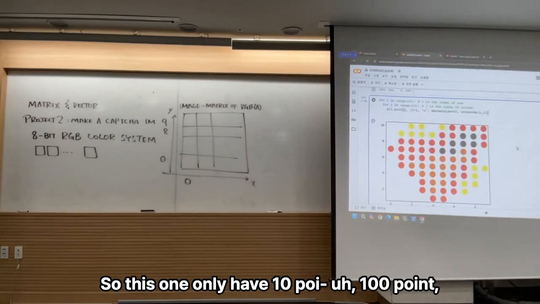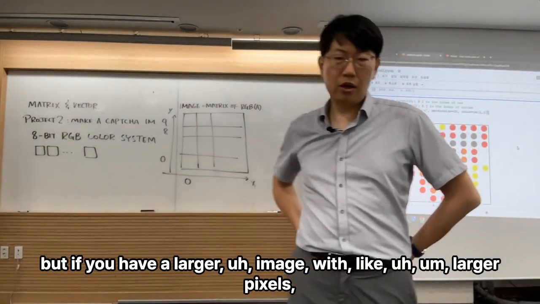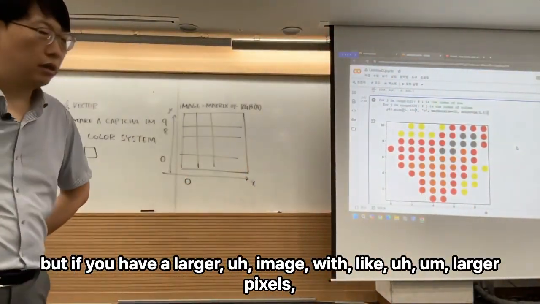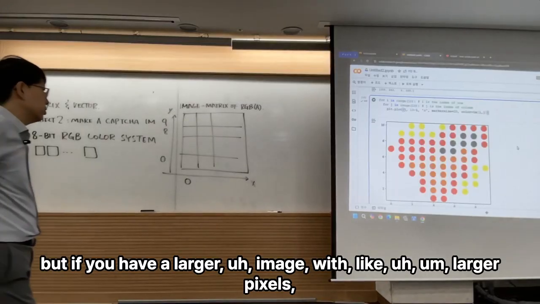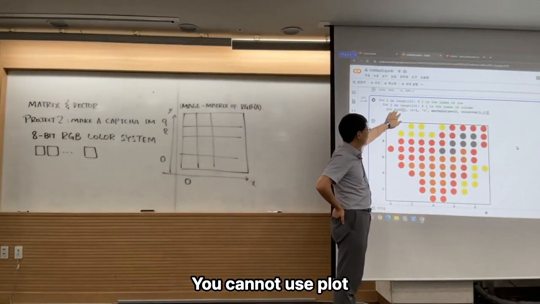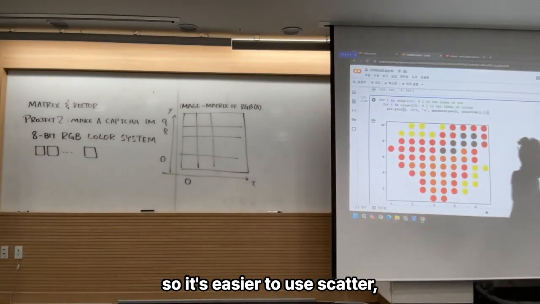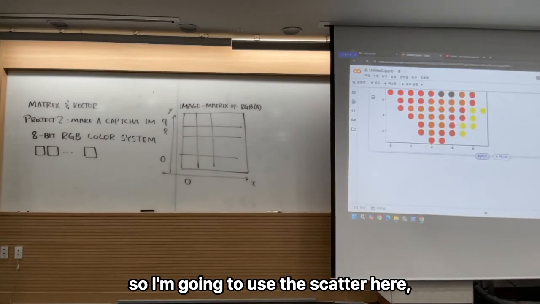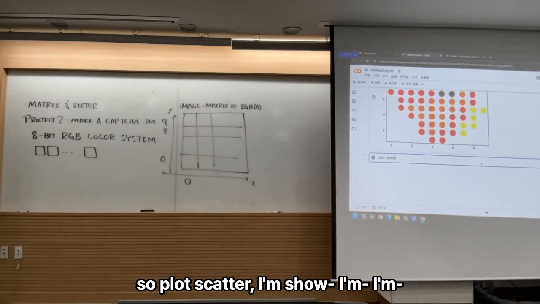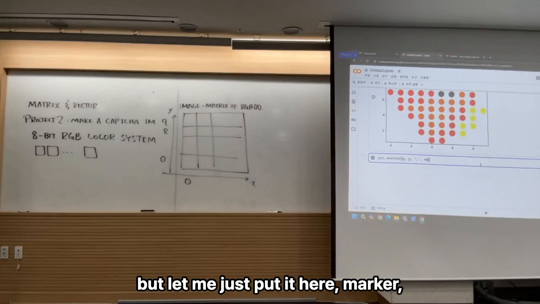This one only has 100 points to draw. But if you have a larger image with larger pixels, then you cannot use plot for putting one dot at a time. So it's easier to use scatter. So I'm going to use scatter here. So plot scatter. I'm not going to define what xy is right now, but let me just put it here.